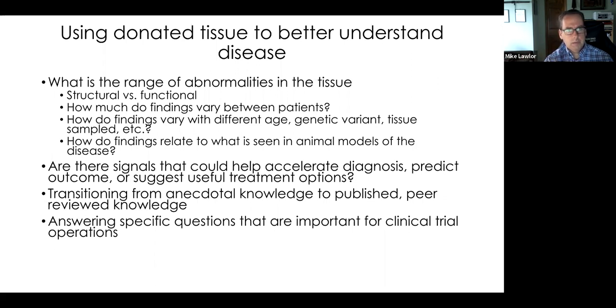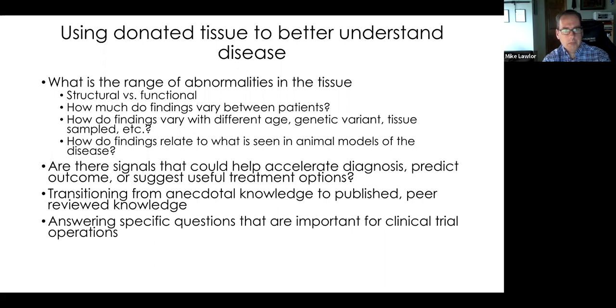More broadly, we use the tissue to answer questions about what's going on in the diseases, to identify treatment targets and useful treatment options, and ideally to predict outcomes. Myopathy is another good example of that, where at the time you may be diagnosed, they may not be able to tell you what the clinical course is going to be. Ideally, human tissue studies will help answer questions so we can be better informed at the time of diagnosis and while you're being cared for.